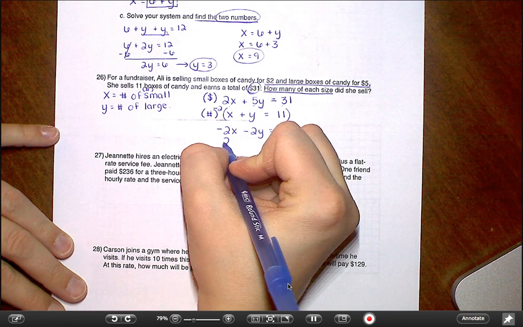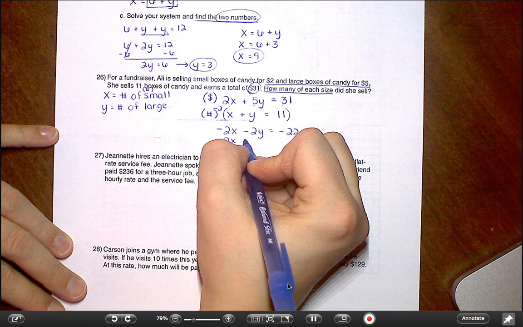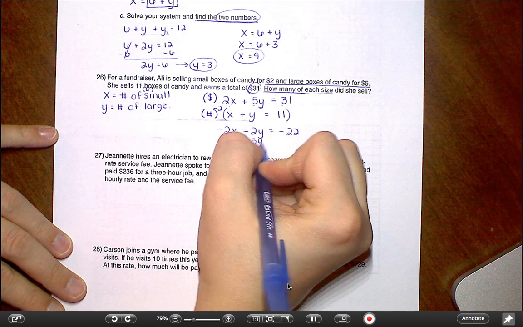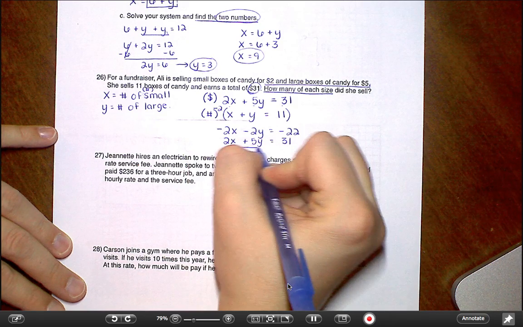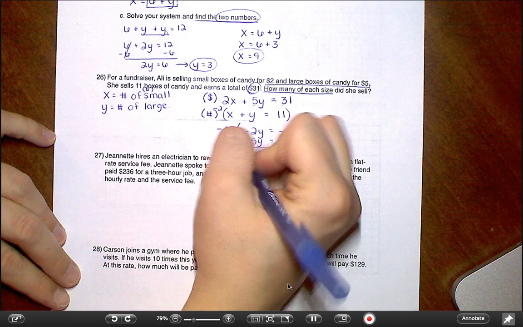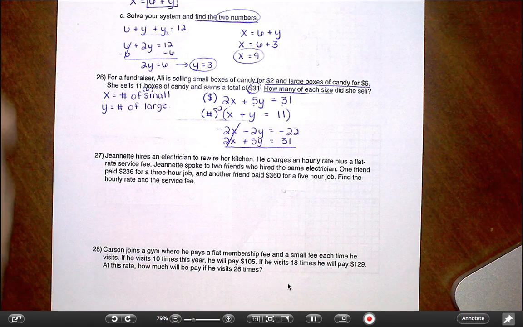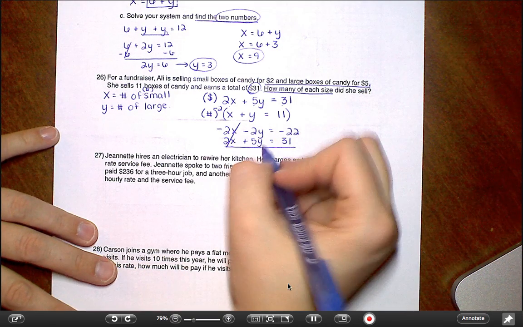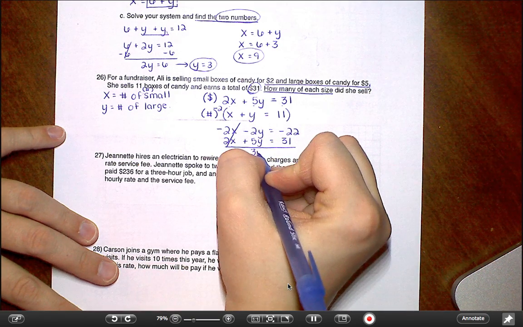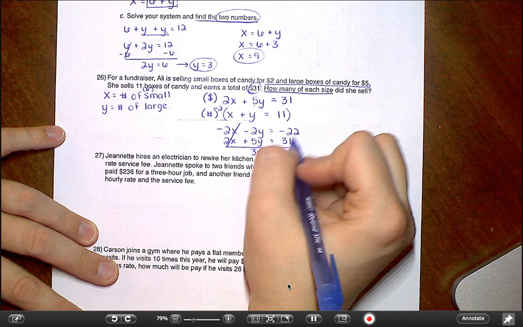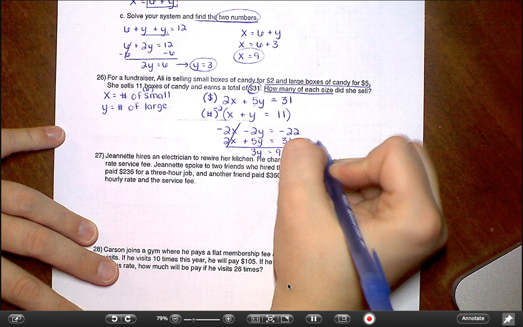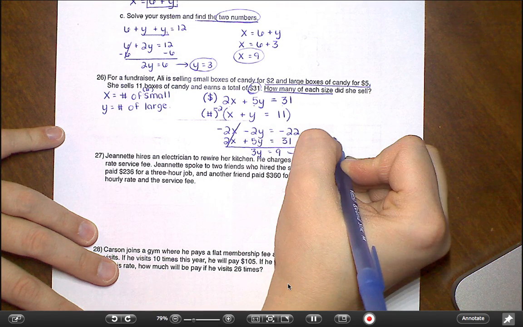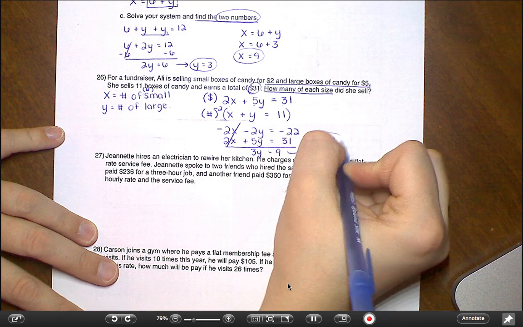I'm just going to rewrite the top equation so they're right next to each other. So 2x plus 5y equals 31. If I add those two equations together, my x's are going to cancel because that's what I wanted to have happen. -2 plus 5 is 3, so that'd be 3y equals, and -22 plus 31 is 9. So that gives me that y is equal to 3 if I divide both sides by 3.